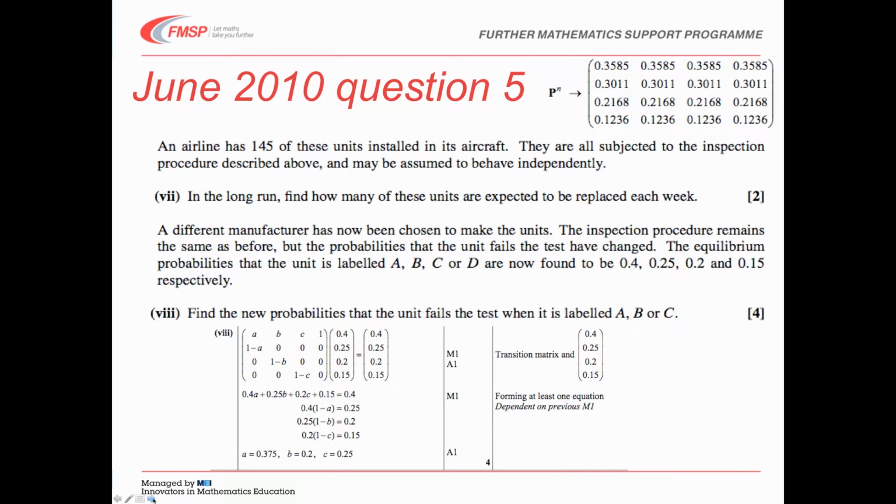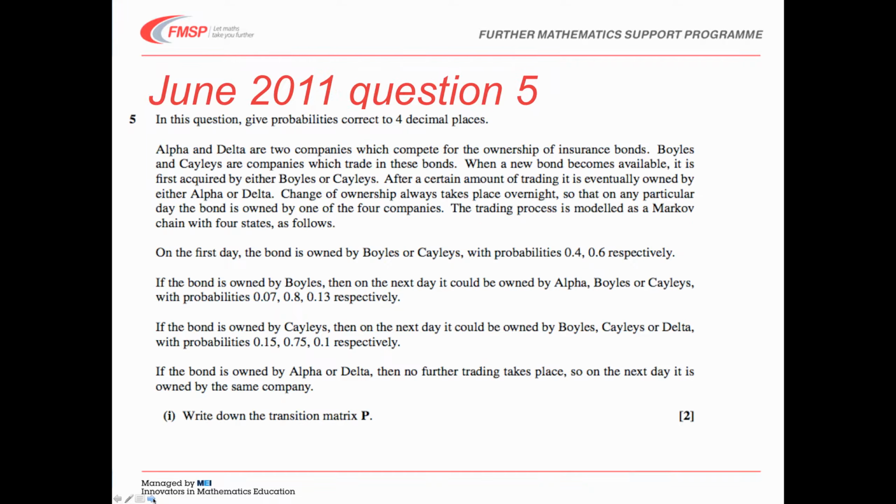So that's June 2010. We're going to look at June 2011 now. Again, give the probabilities correct to 4 decimal places. Again, we've got quite a lot of writing, and the first bit is to work out that transition matrix that we're going to be working with for the rest of the question. So let's look at doing that. They're calling it P, which is quite common.